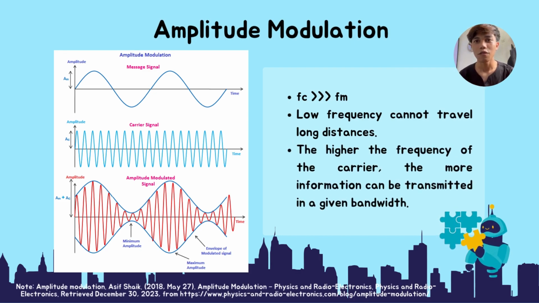In AM, the voltage or power level of the information signal changes the amplitude of the carrier in proportion. With no modulation, the AM carrier is transmitted by itself. When the modulating information signal or a sine wave is applied, the carrier amplitude rises and falls accordingly. The carrier frequency remains constant during AM.